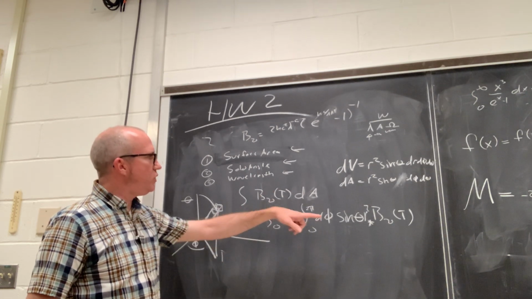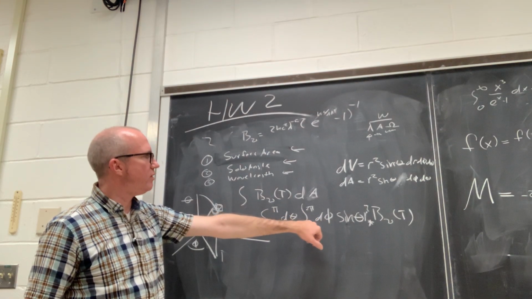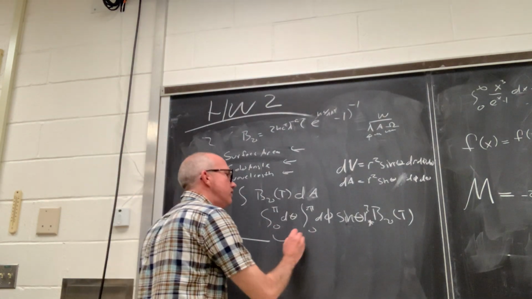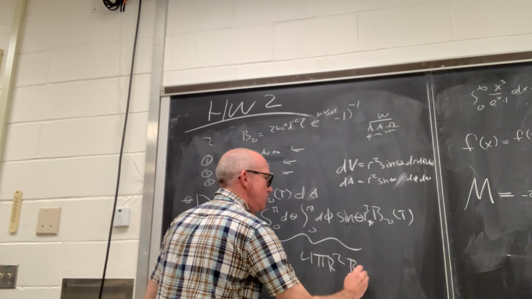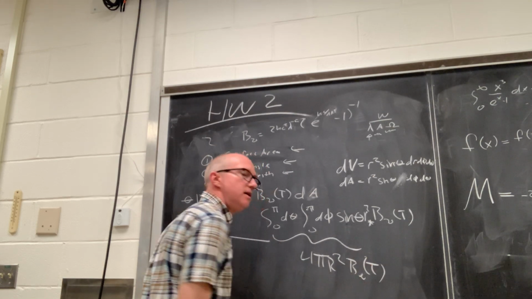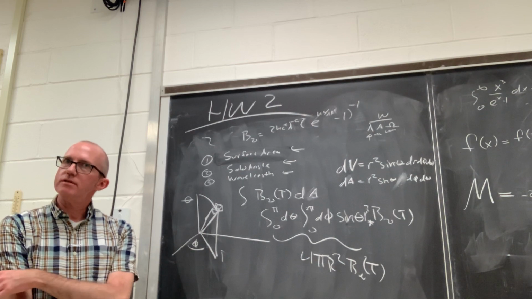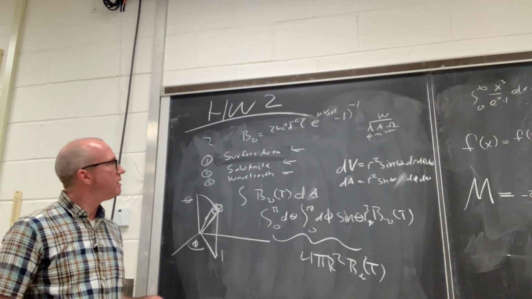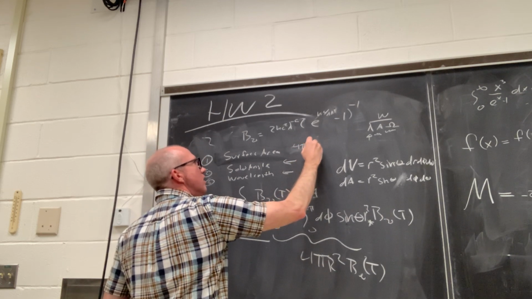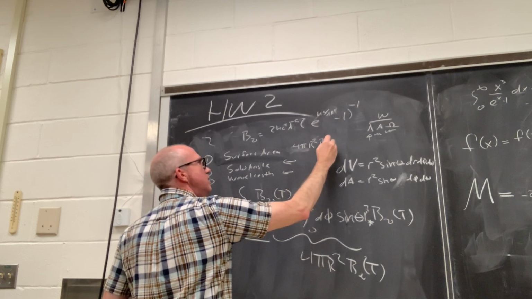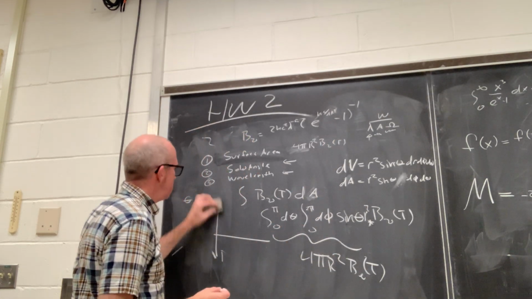So when I do this integral, the integral over the sine gives me a 2, and the integral over phi gives me a 2 pi. So this whole integral just gives me 4 pi r squared times B nu of T. So that's just the surface area integral. Then we got to integrate over solid angle, and this one's gross.